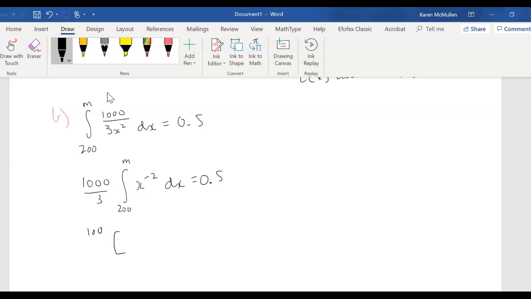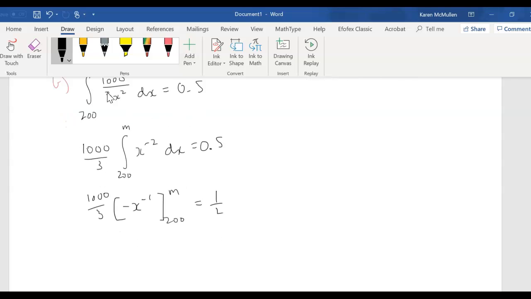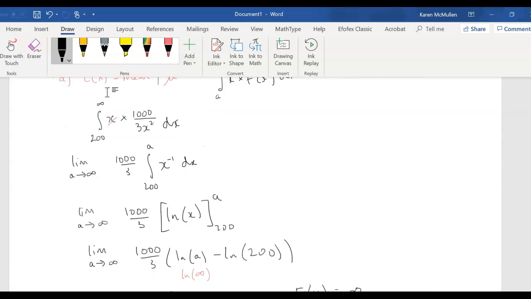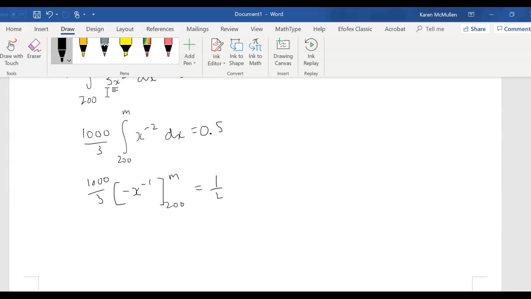So 1,000 on 3. The antiderivative of x to the -2 is negative x to the power of -1, and we're going from 200 to m. Remember, let's work with fractions just because they're easier. We can get rid of that 1,000 on 3 just by multiplying both sides by its reciprocal.